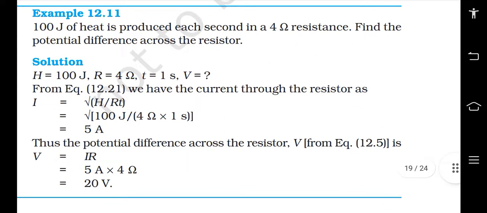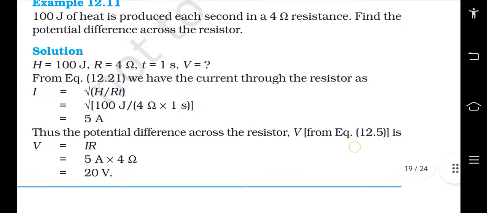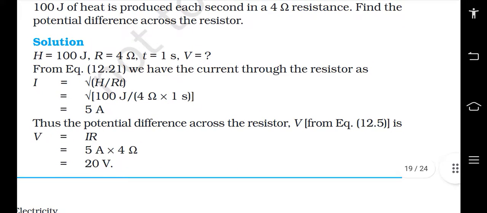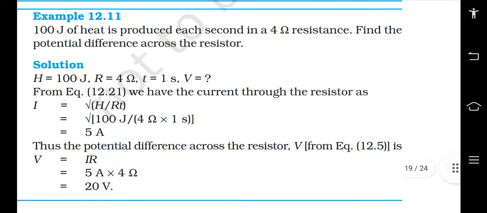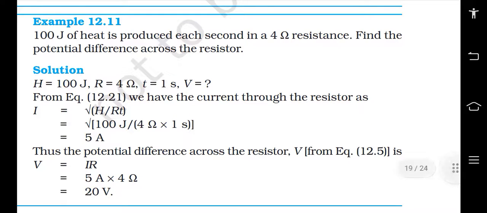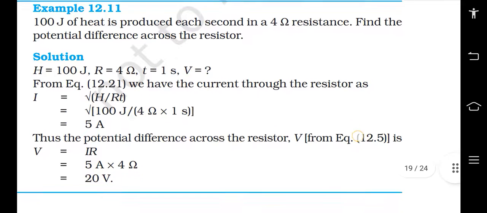And example 12.11 you see. 100 joule of heat is produced each second in a 4 ohm resistance. Find the potential difference across the resistor. Here 100 joule of heat, that means H is already given, 100 joule, and resistance of 4 ohm is given, R equal to 4 ohm, and time t equal to 1 second is given, each second. We have to find out the potential difference.